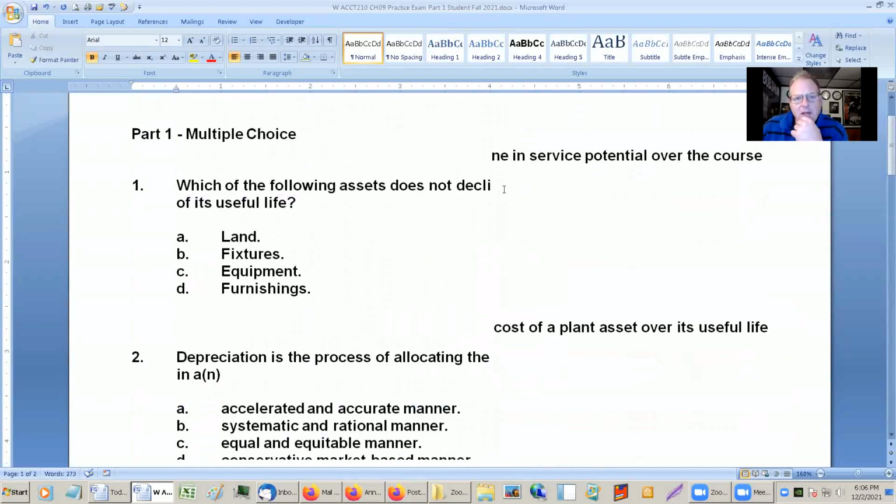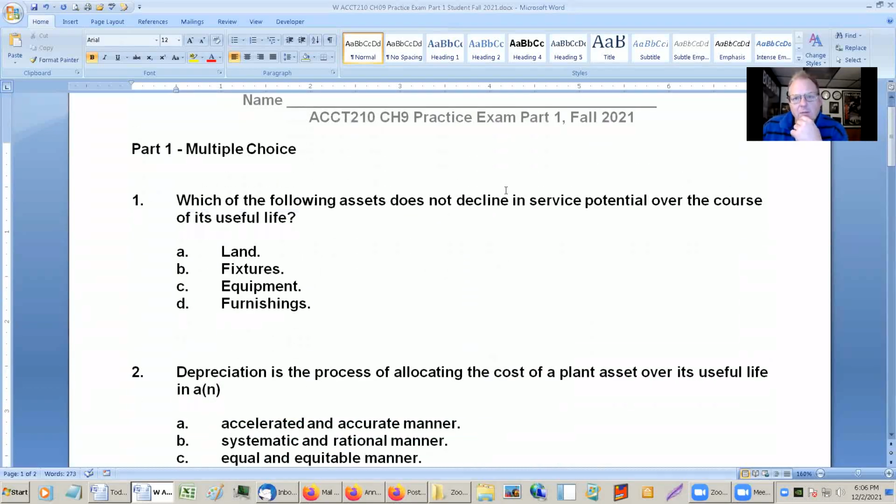All right. So part 1 of the practice exam. Depreciation is for those things that do decline over time. And so the question here is, which one of these do not decline? In other words, which one of these are we not going to depreciate? I think I mentioned this. Land. It's land. Yep.